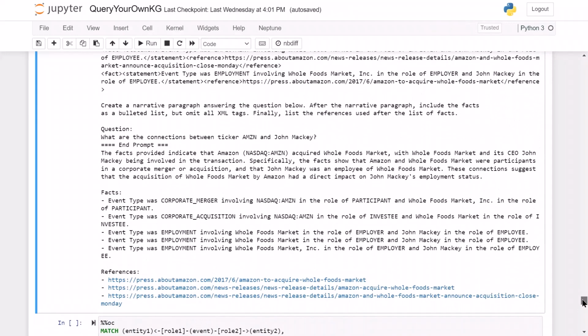And so we can see the output now, right? Here is how it answered. The facts provided indicate that Amazon acquired Whole Foods, with Whole Foods Market and its CEO, John Mackey, being involved in the transaction. Specifically, facts show that Amazon and Whole Foods were participants in a corporate merger acquisition, and that John Mackey was an employee of Whole Foods Market. These connections suggest that the acquisition of Whole Foods Market by Amazon had a direct impact on John Mackey's employment status. And we can see the facts that were extracted. Remember, these are facts that were directly from our knowledge graph, right? And then also the references that those facts were from.